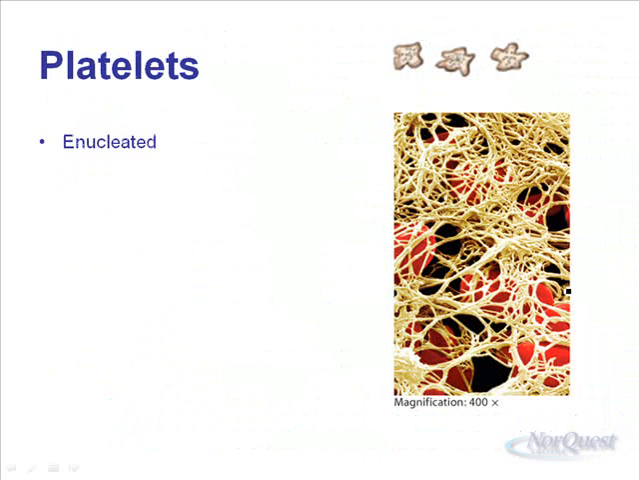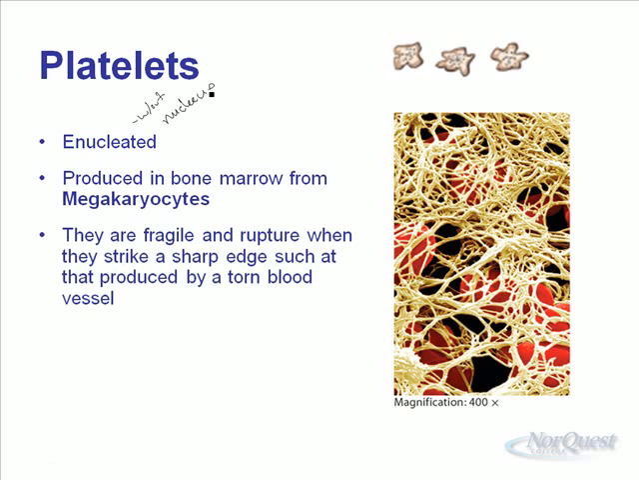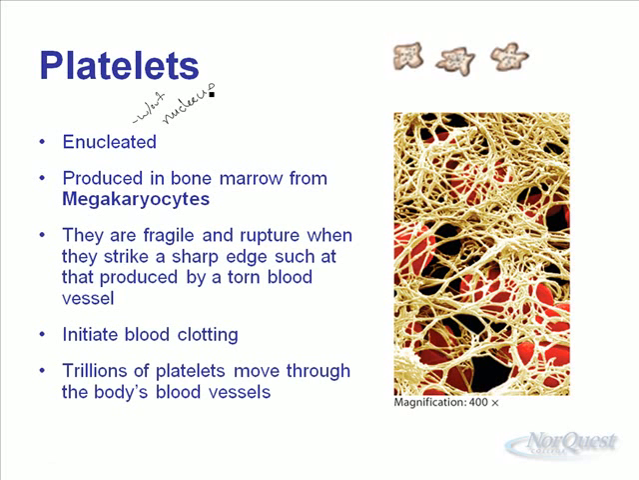There's platelets. They are enucleated, so again, they have no nucleus. Enucleated, this means without a nucleus. They're produced in bone marrow from cells called megakaryocytes, and they're fragile. When they rupture from striking a sharp edge, they start to activate, and there's a long chain of enzymatic reactions, and we're going to look at a few of them. So they initiate blood clotting, and there's trillions of platelets moving through your body's blood vessels at any one time.